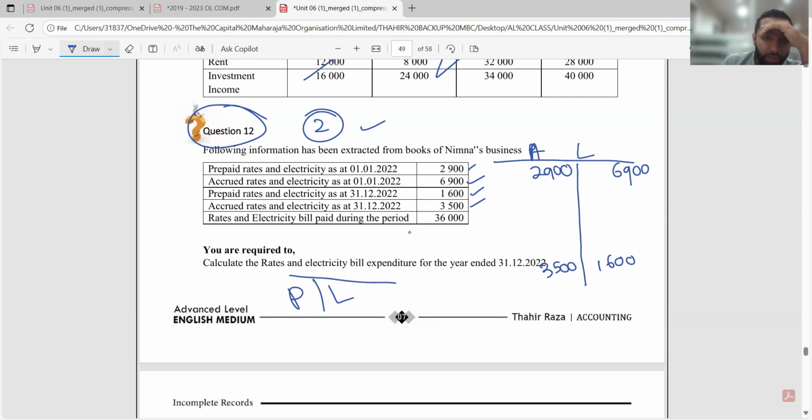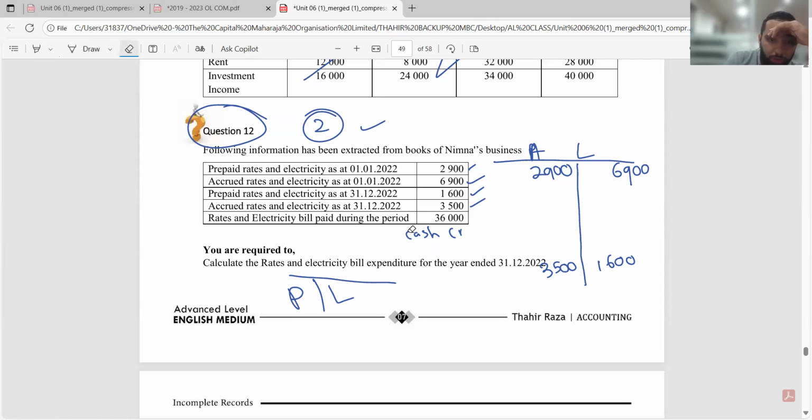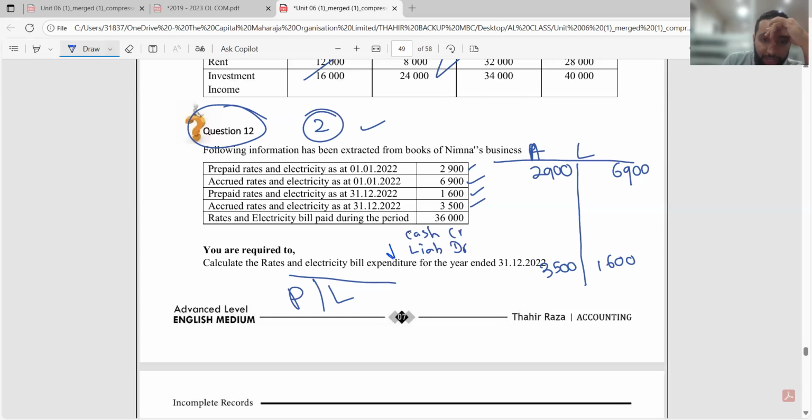Rates and electricity bill paid during the period. Now, which side will you put? What is the double entry for this? Rates and electricity bill paid, cash credit. Okay. What is debit? Electricity bill expense account is debit, right? Or your liability goes down. So your liability is debit. If liability goes down, you know it is debit.